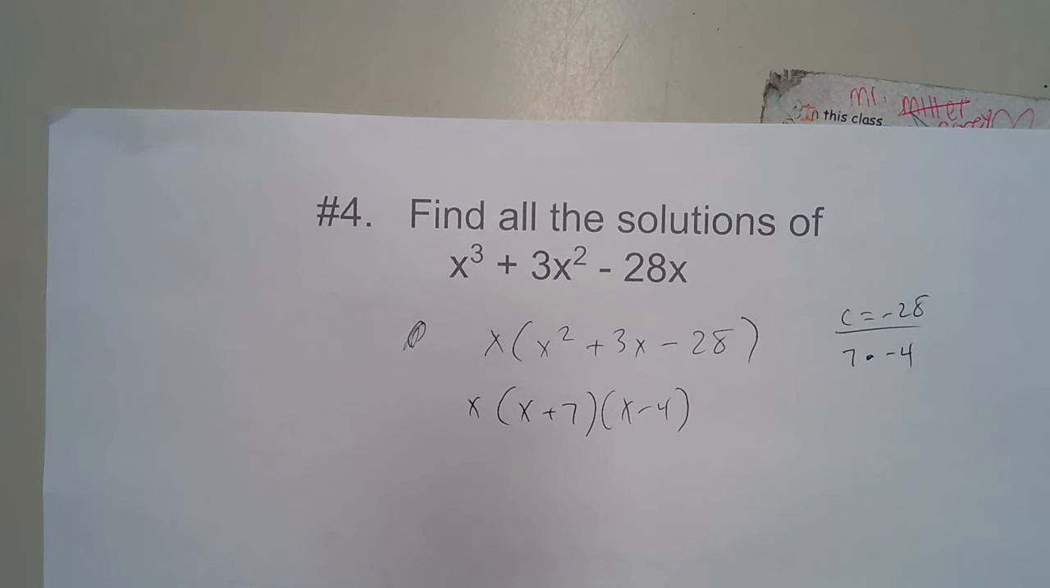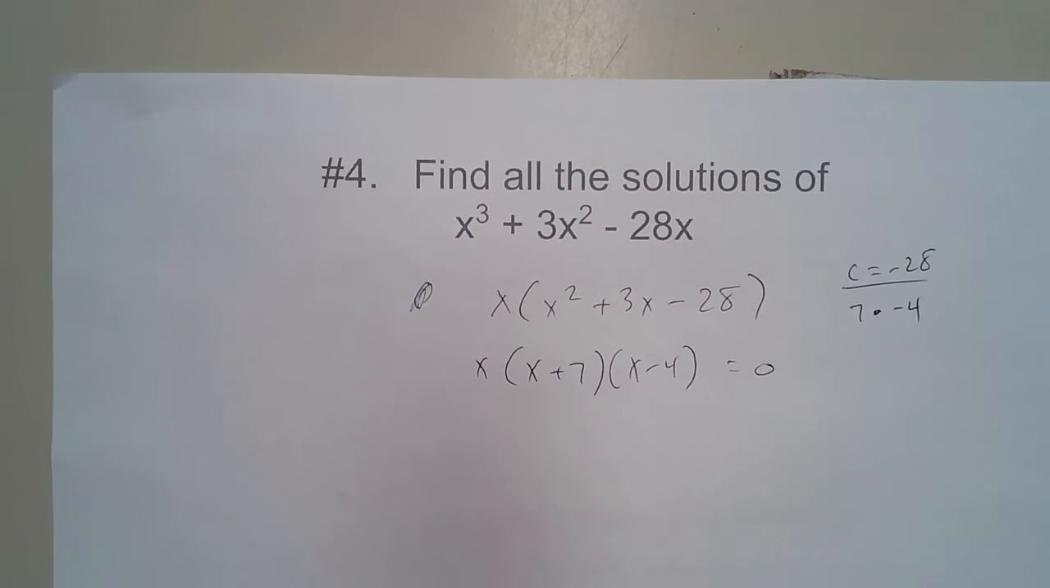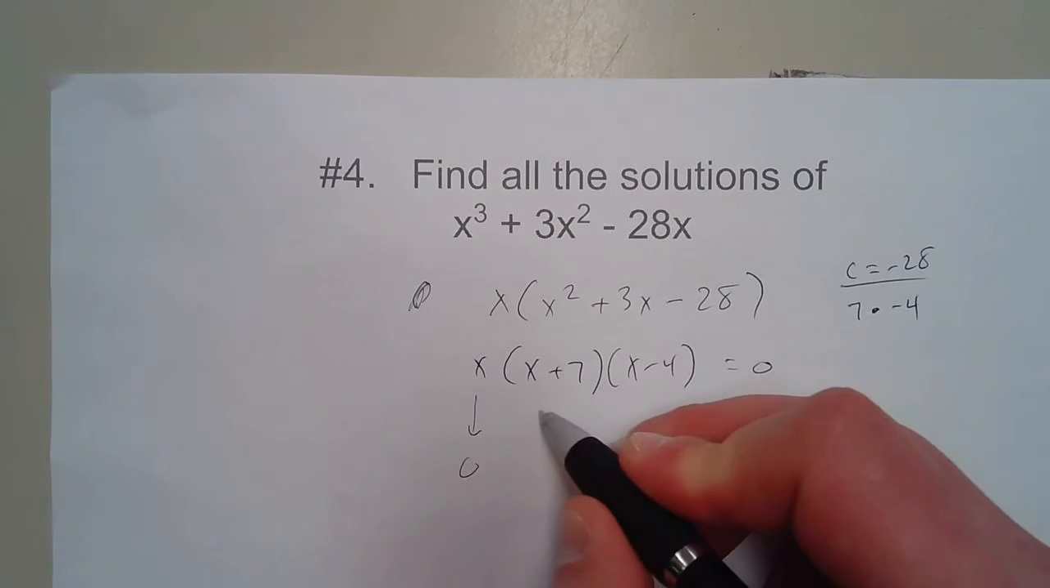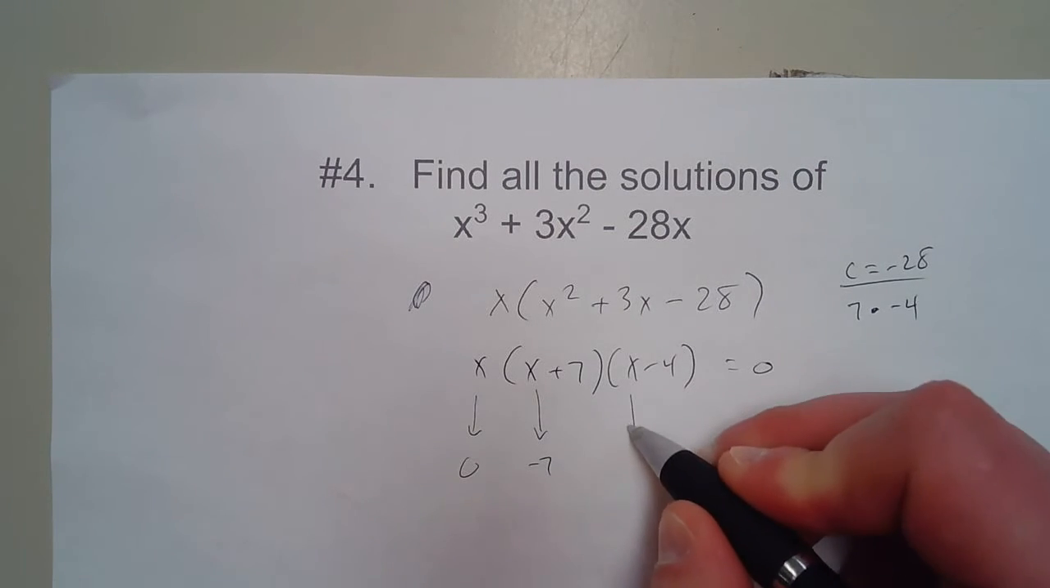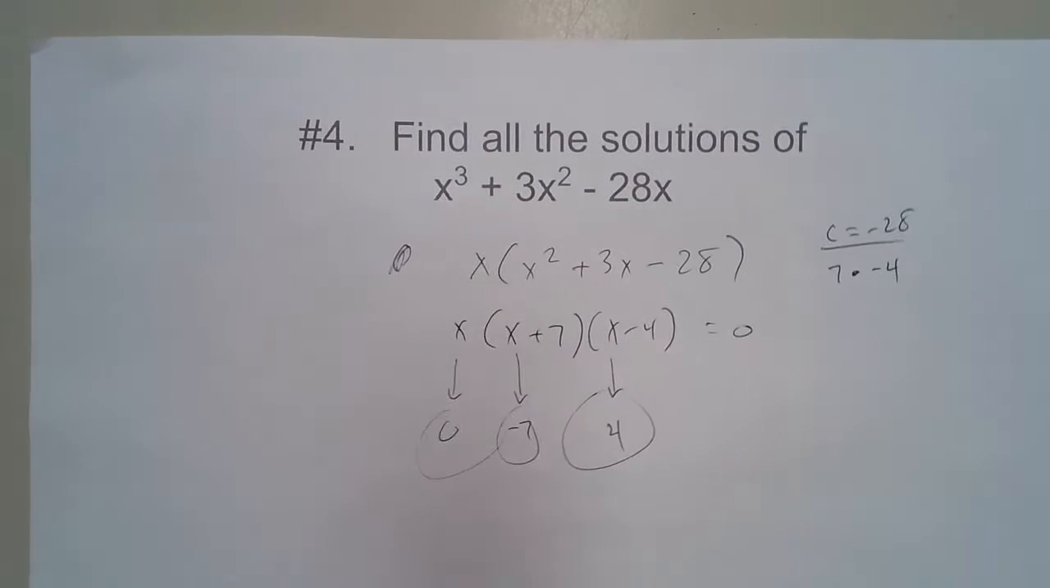And at this point, I know my solutions because those solutions, again, are just the zeros of the function. You know, what makes this equal 0? So those solutions would be 0, -7, and 4. Boom, boom, boom.